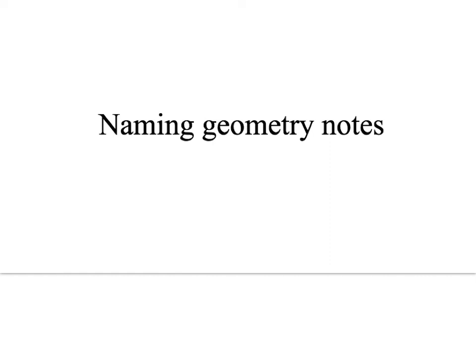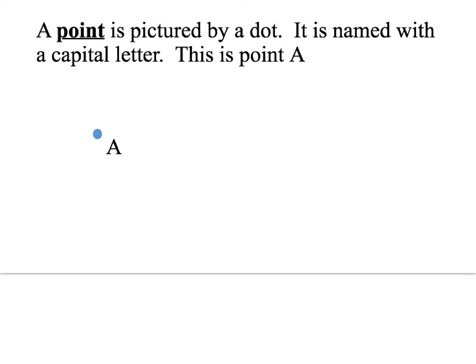These are the notes on naming things like points, lines, angles, triangles, things like that. The first one we're going to talk about is a point. A point is pictured by a dot. It is named with a capital letter. This is point A. When you write the name of this, you would just say A. If you see a capital letter just all by itself in math, that means a point.